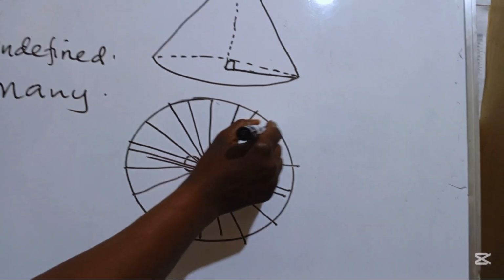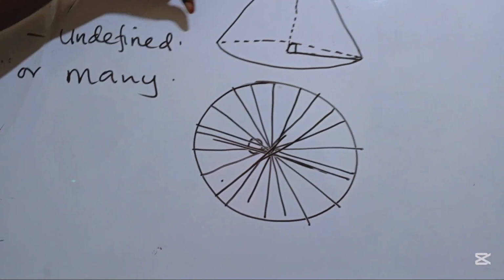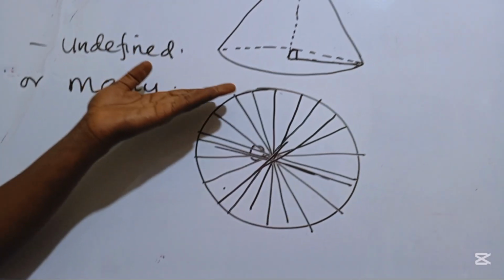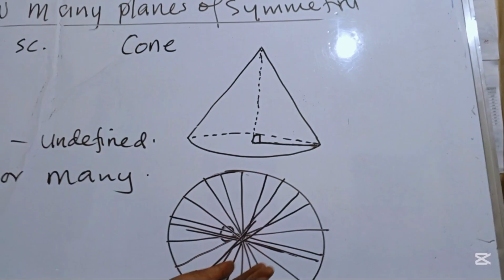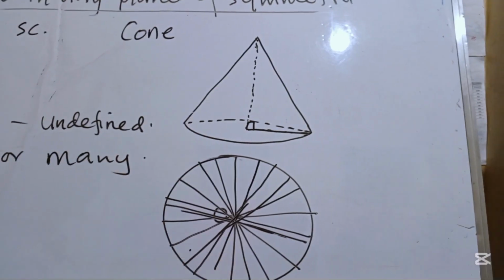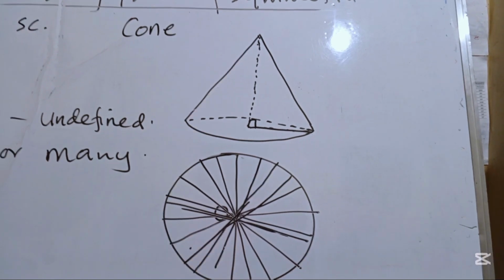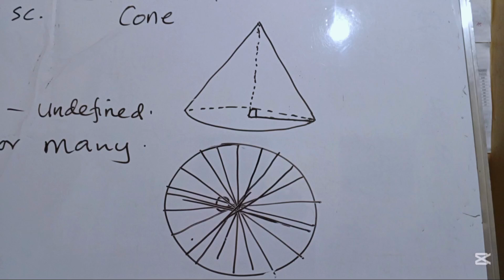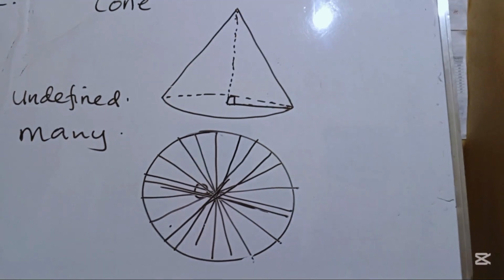Ladies and gentlemen, I hope you have enjoyed and you have seen how I'm explaining. If they ask you to find how many planes of symmetry a cone has, I considered the base, the way I was considering the other part where we are coming from to determine the lines of symmetry. The lines of symmetry of the base, the circle, are uncountable. Since they are uncountable, we are saying they are many or undefined.